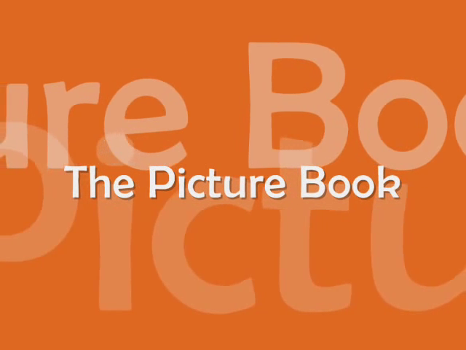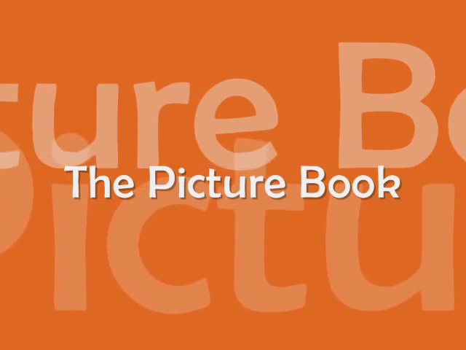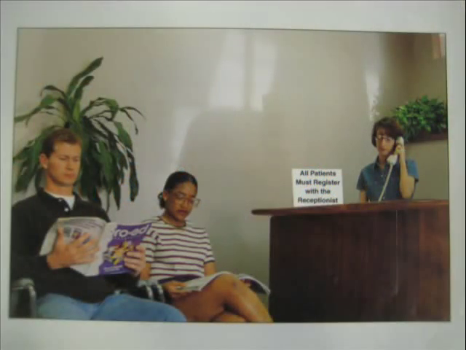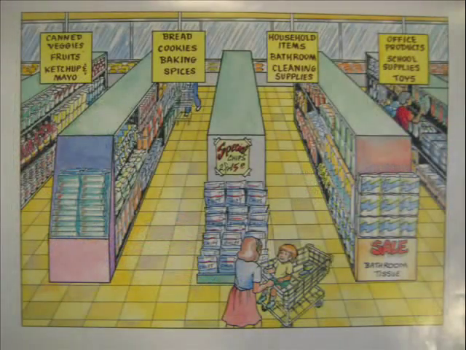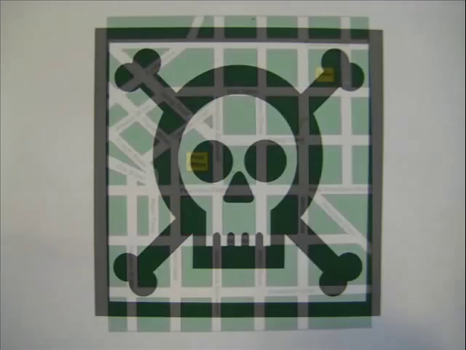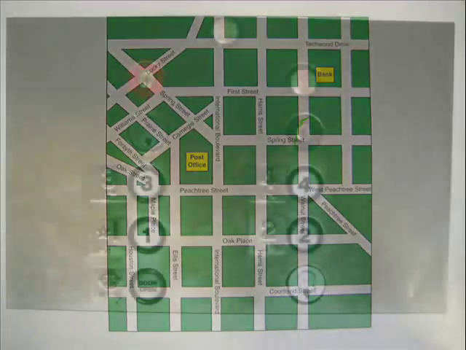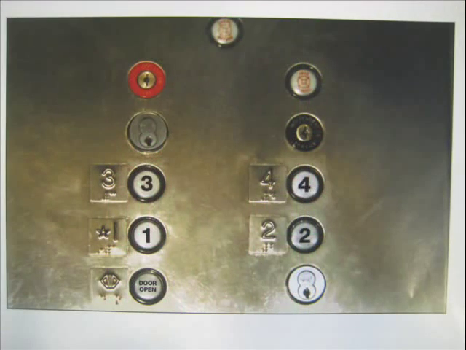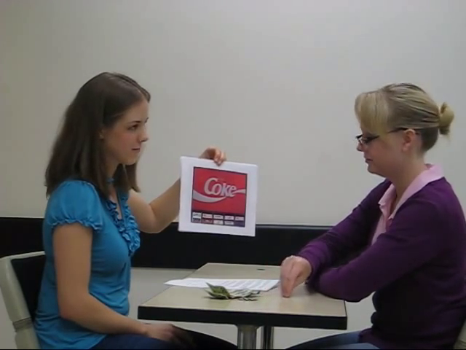The main test item is the picture book. It contains photos and drawings of everyday scenes, universal environmental signs, and common reference materials. The client is also asked to manipulate real objects.